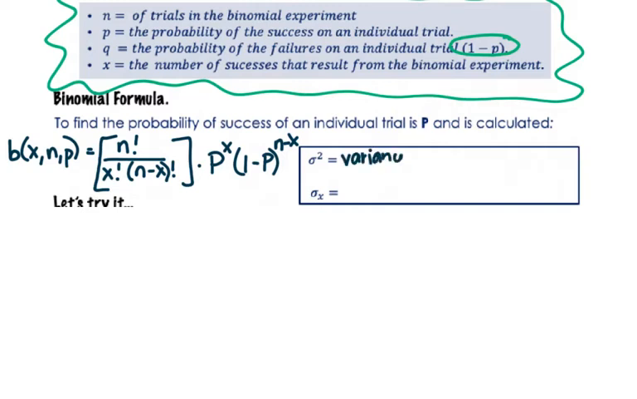And then here is some stuff that we've already talked about: variance and standard deviation. I'm going to show you what those formulas look like. Alright, so here's variance. You would do n times p times 1 minus p. And for standard deviation, you would take the square root of that.